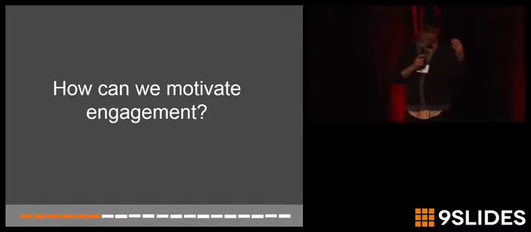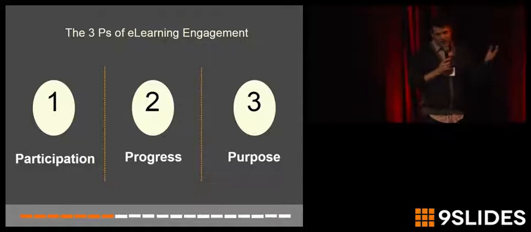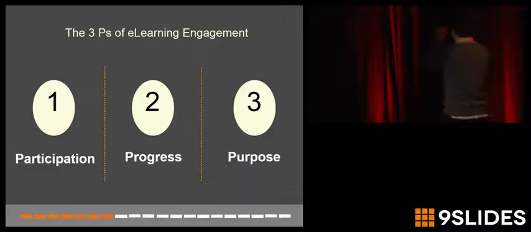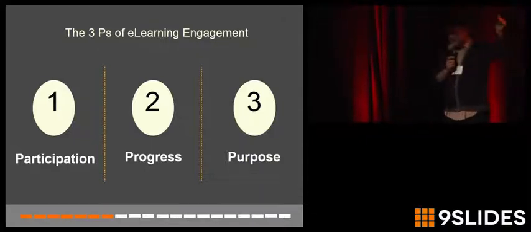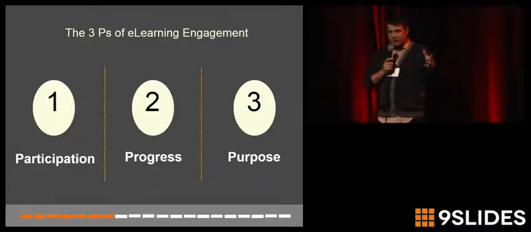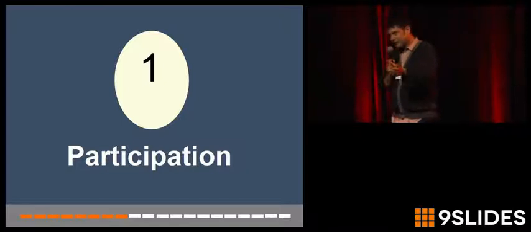Now, there's some great research on the science of motivation out there. I'm not going to rehash that for you tonight, but I am going to give you a nice takeaway in the form of the 3 Ps of e-learning engagement. And those 3 Ps are participation, progress, and purpose. I'm going to describe each one and try to give you an example outside of e-learning to connect to.